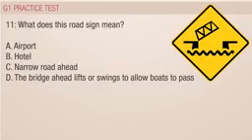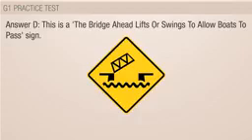Question 11. What does this road sign mean? A. Airport. B. Hotel. C. Narrow road ahead. D. The bridge ahead lifts or swings to allow boats to pass. Answer D. This is a sign that the bridge ahead lifts or swings to allow boats to pass.